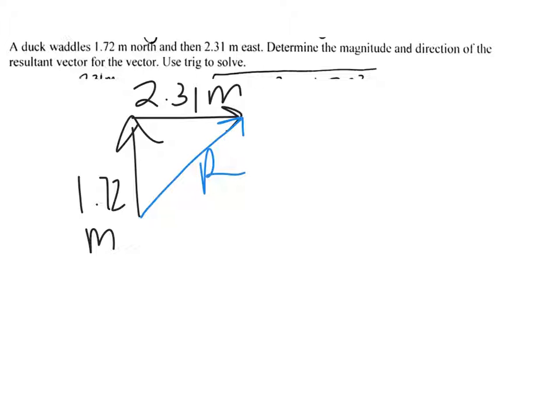So the first step is going to be to find your magnitude. We're going to use Pythagorean theorem to do that. So we're going to go ahead and plug in our numbers. So that's 1.72 squared plus 2.31 squared equals r squared.